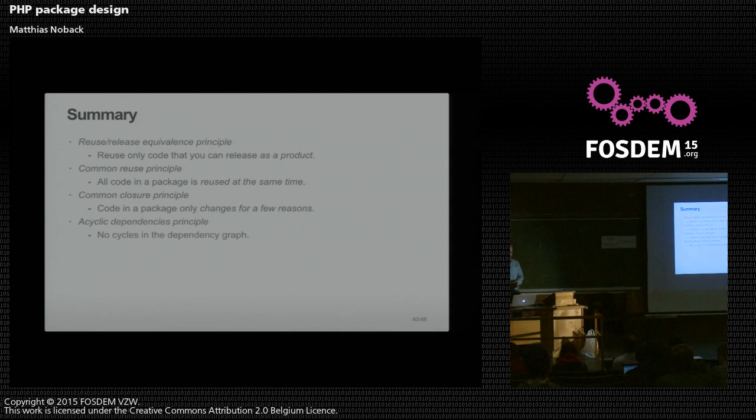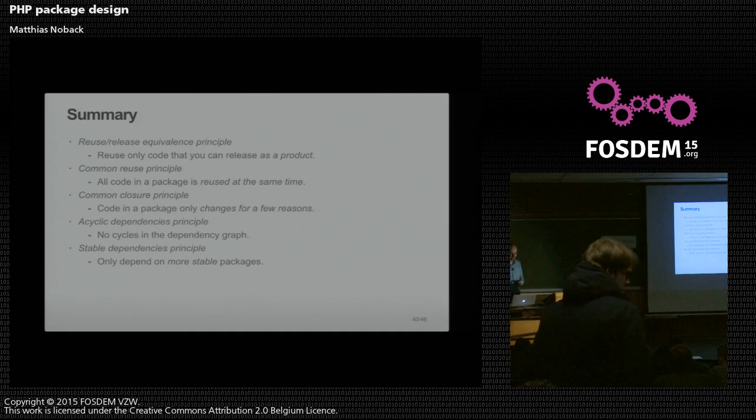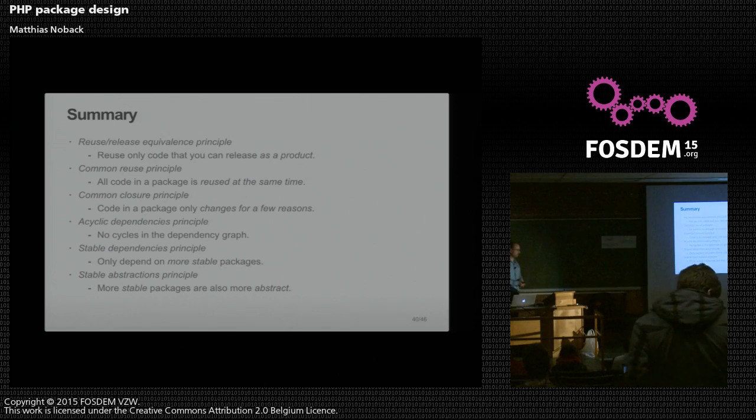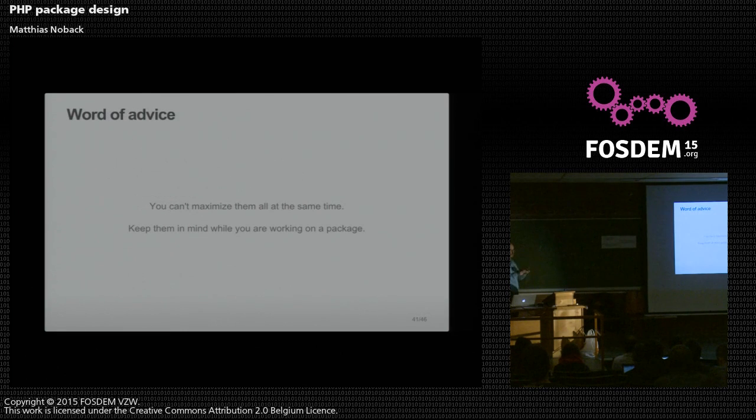Acyclic dependencies tells us that there should be no cycles in the dependency graph. All right. Stable dependencies: only depend on more stable packages. So don't start depending on packages that have many dependencies themselves. That will make your own package unstable. And stable abstractions at the same time would say that the more stable packages should also be the more abstract ones, and the more unstable packages should be the more concrete ones. So the concrete packages will contain lots of classes and implementation details, and those will depend on abstract packages containing more interfaces.